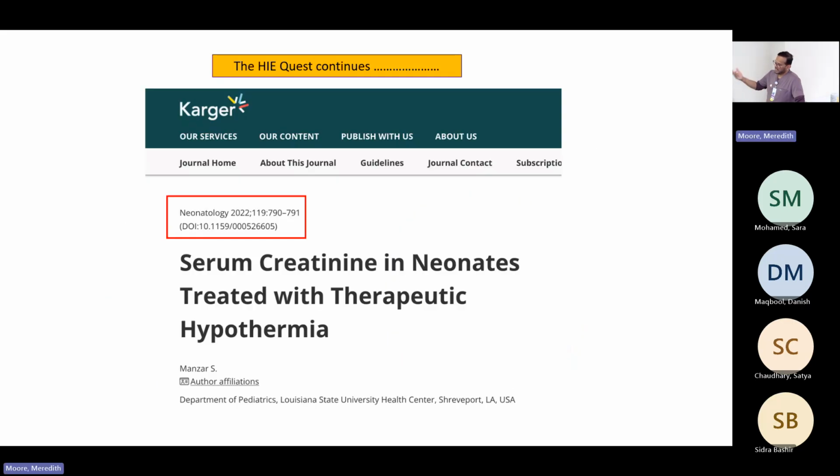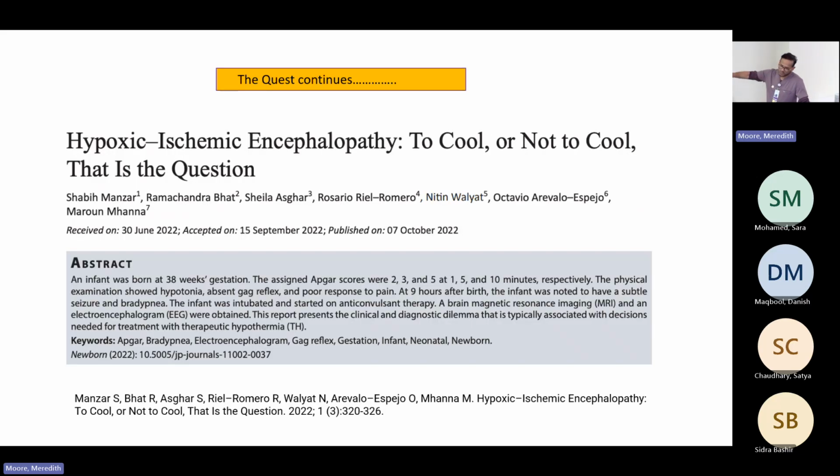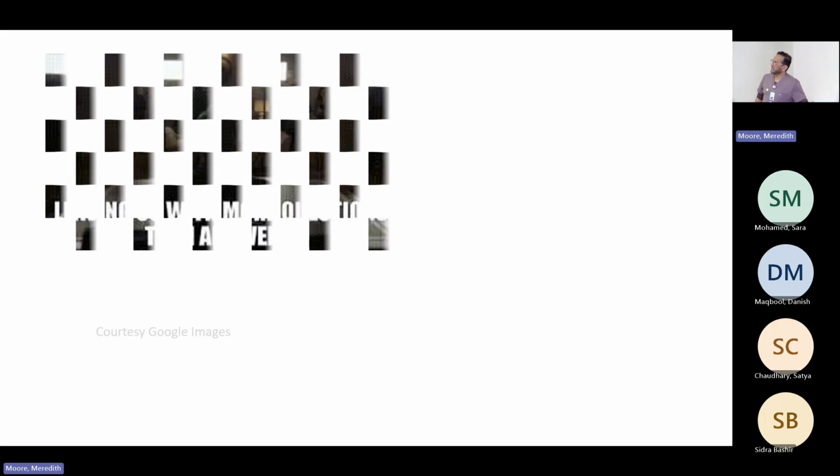So this is my quest, which started in 1999 and is still going on. I still review papers, still write some comments. This is another one in the British Journal, and this is one which we wrote. Remember I told you there was a case where the treatment was started and half of us thought it was not indicated. So we wrote this article, To Cool or Not to Cool, and then we debated it. It was a nice one and it got published.